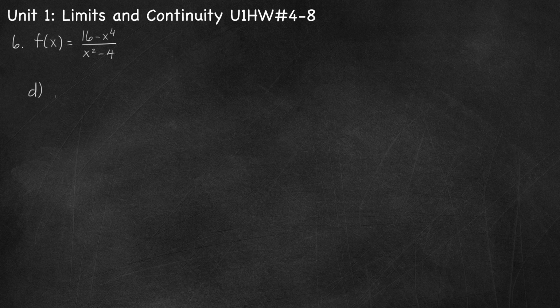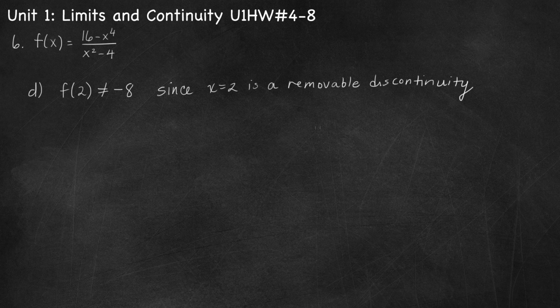Part D, true or false, f of 2 equals negative 8. F of 2 does not equal negative 8. As we just said, there is a hole in the graph when x is 2. So since x equals 2 is a removable discontinuity, that value is not part of the domain of our function. That would be another good explanation.